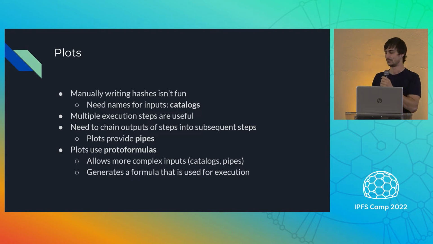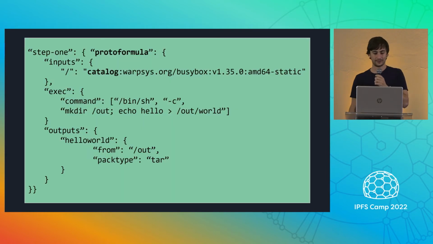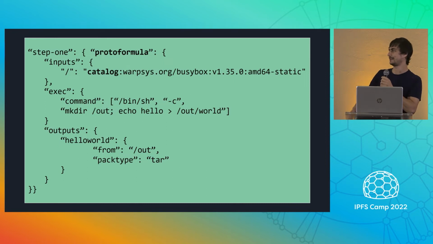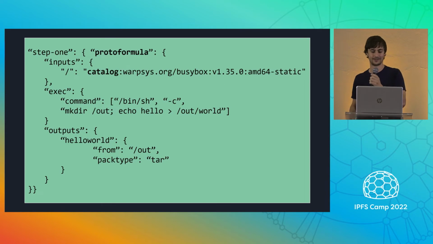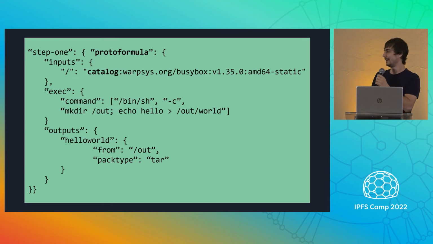So a step of a plot might consist of many of these, but a single step would look something like this. So you'll see now we have a proto-formula at the top, and we also have an input that is no longer an ugly hash that would take you forever to type. It is instead a human-readable name. So in this case, we use catalog to denote that it is a catalog-type input, and then we provide a triple here that has the name of the input.